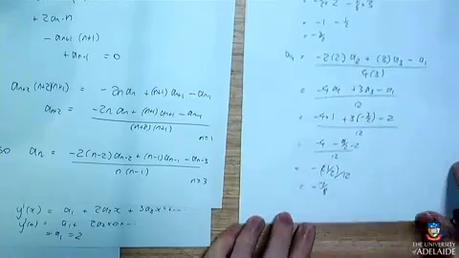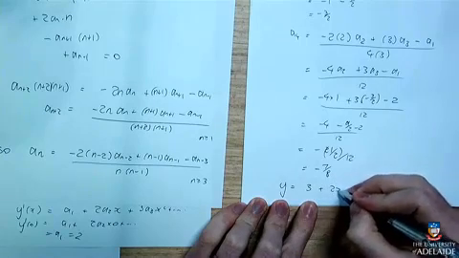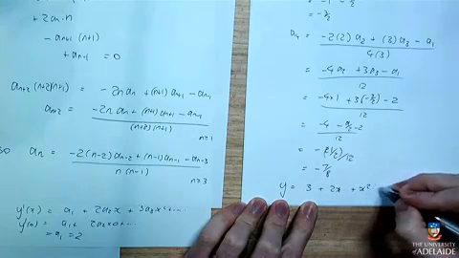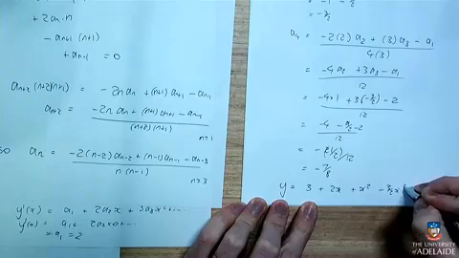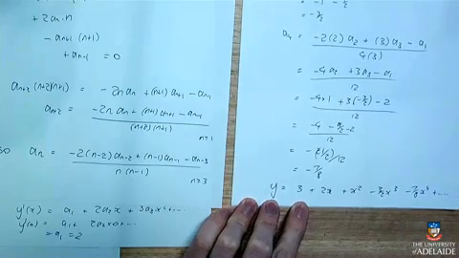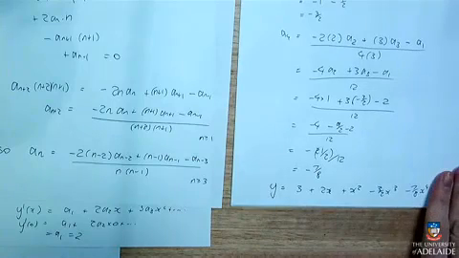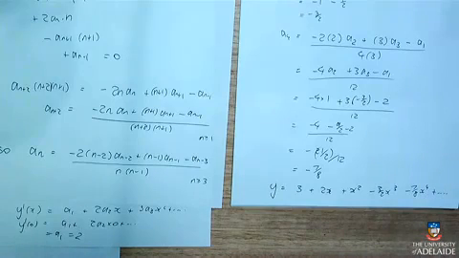And so we have now that my y is actually 3 plus 2x plus x squared minus 3 on 2 x cubed minus 7 on 8 x to the 4 plus other stuff. And that's probably accurate enough to do anything we wanted with our differential equation, actually. So I probably don't even need to know the rest if I want to do this to any level of precision.